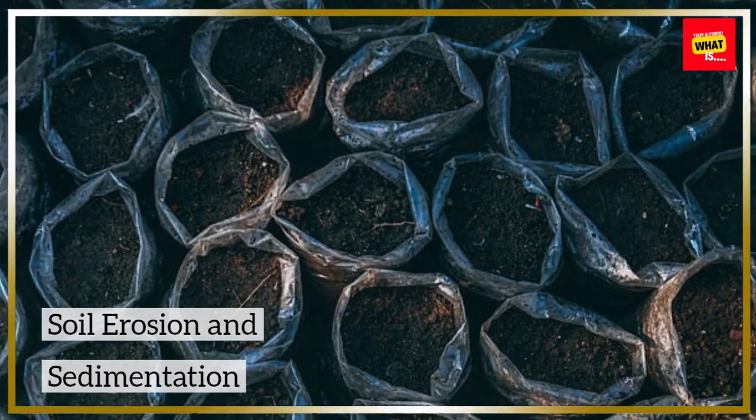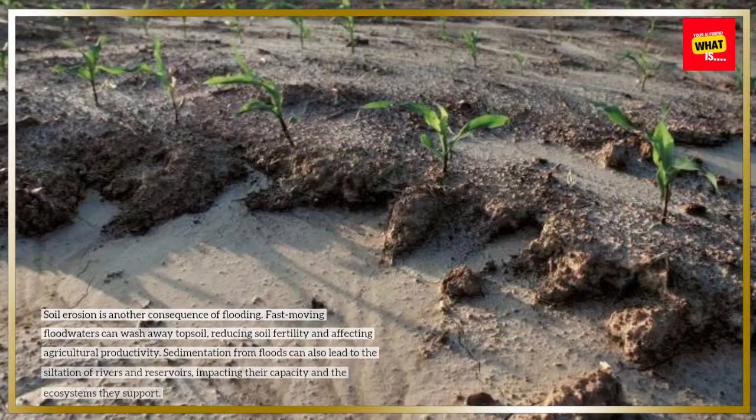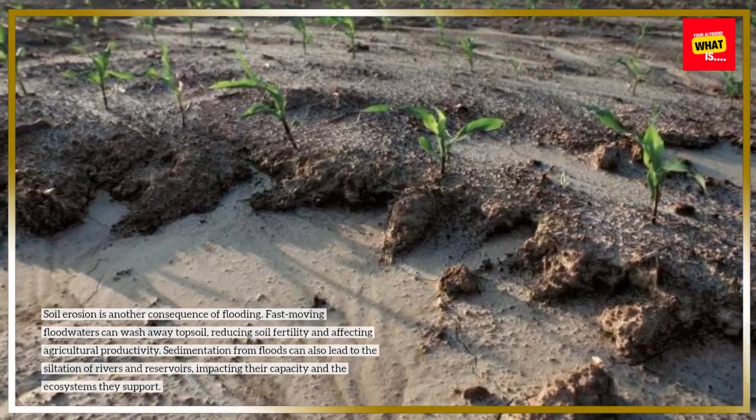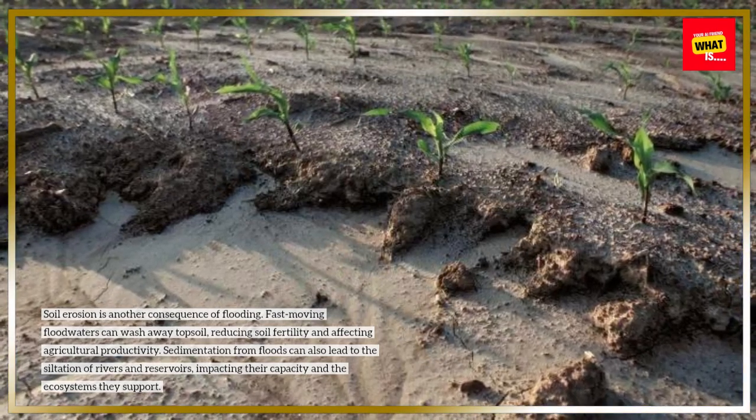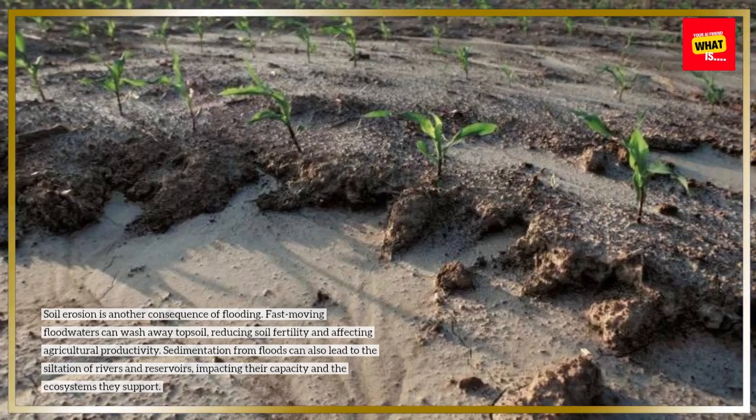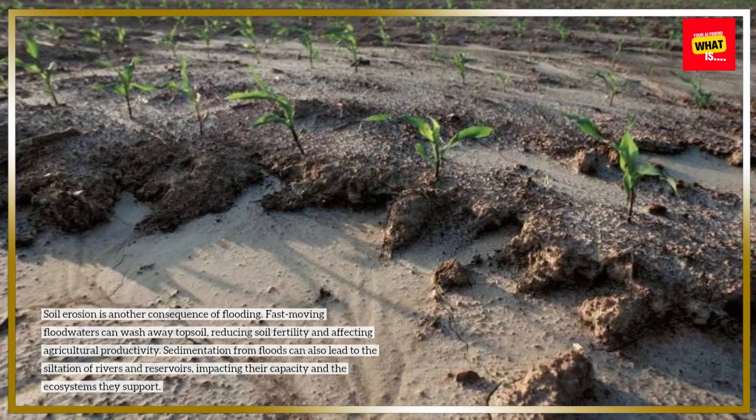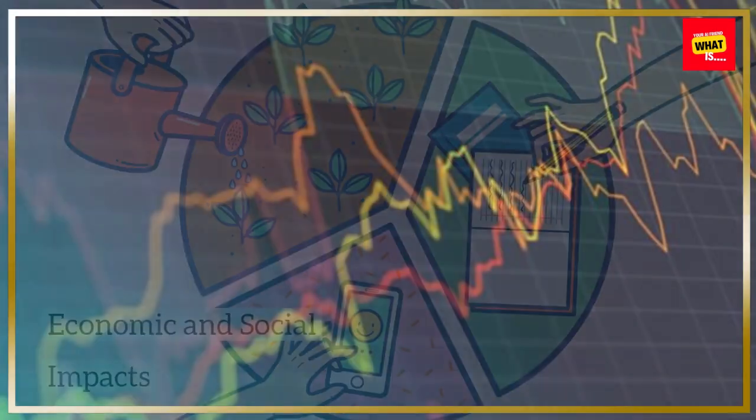Soil erosion and sedimentation. Soil erosion is another consequence of flooding. Fast-moving floodwaters can wash away topsoil, reducing soil fertility and affecting agricultural productivity. Sedimentation from floods can also lead to the siltation of rivers and reservoirs, impacting their capacity and the ecosystems they support.